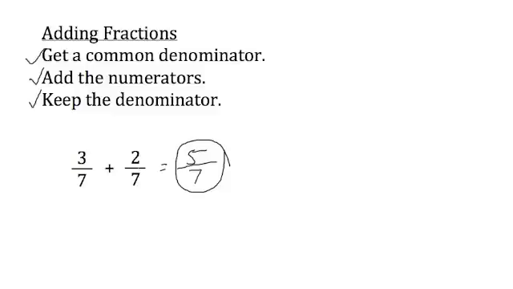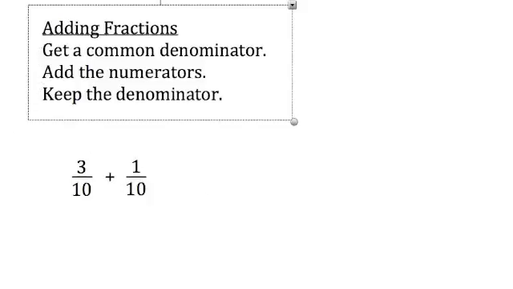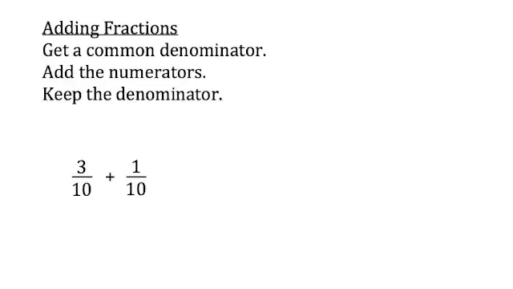Let's consider another example. Here let's consider 3/10 plus 1/10. Again, the first step is to always ensure that you get a common denominator. And here, the denominator is already the same. Our common denominator is 10. So the first step is already taken care of for us.